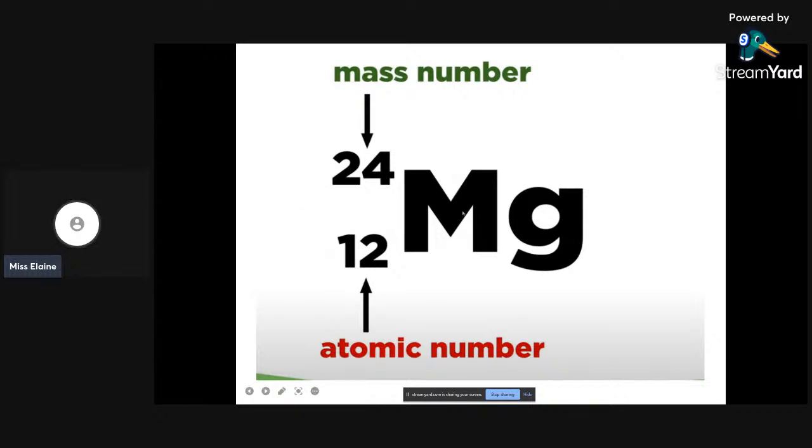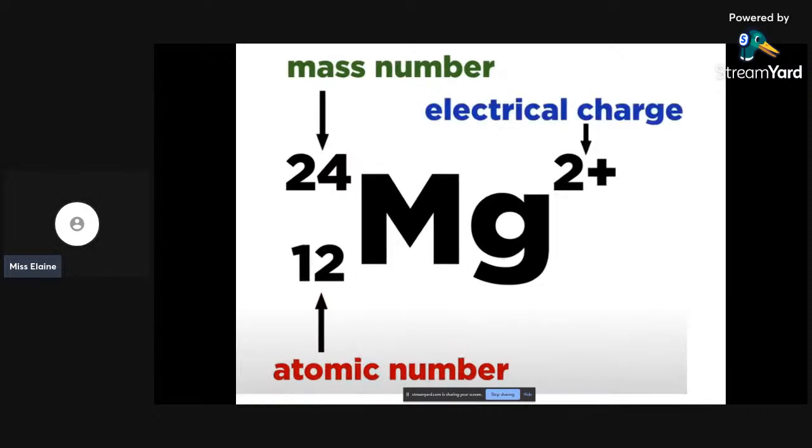So, I have here magnesium. The upper part is the mass number and the atomic number is 12. To get the neutrons, all we have to do is subtract the atomic number from the mass number. So, 24 minus 12 is equal to 12. So, the neutrons of this magnesium is 12. That's the formula for neutrons.